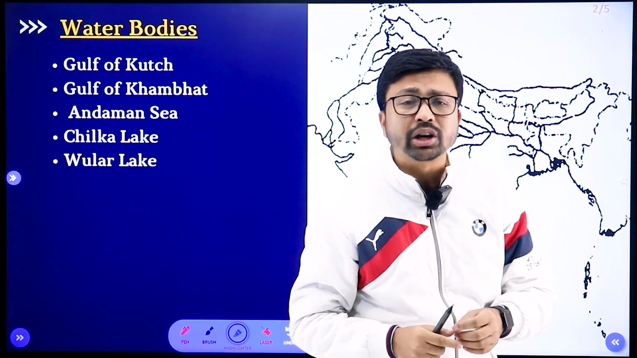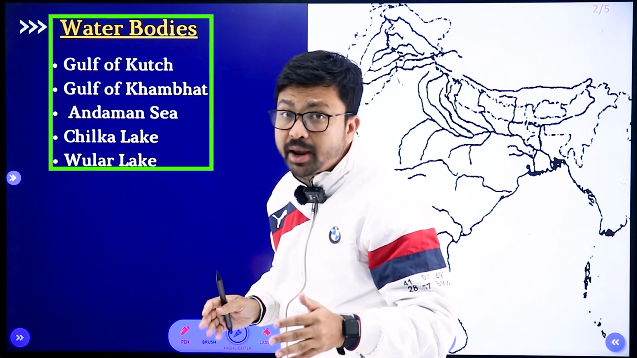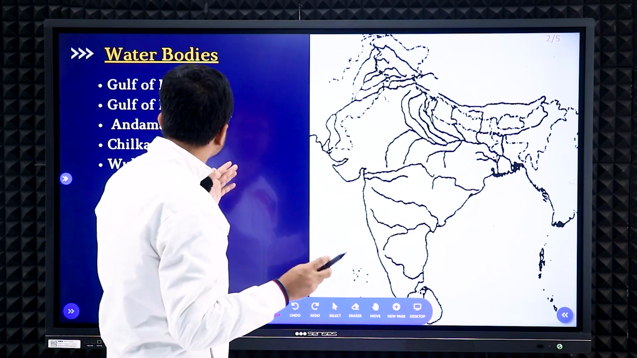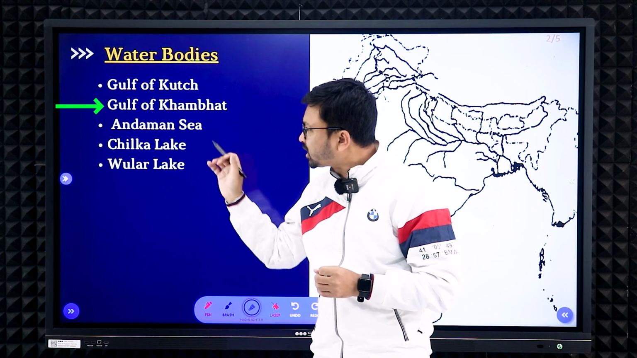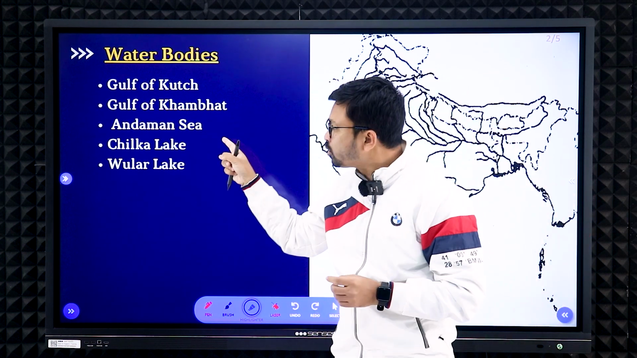According to the 2023 syllabus you have to do only 5 major water bodies. 5 major water bodies you have to do for your 2023 exam. What are those water bodies? That is the Gulf of Kutch, Gulf of Khambat, Andaman Sea, Chilka Lake and Ular Lake. 2 lakes are there. You can see it here.